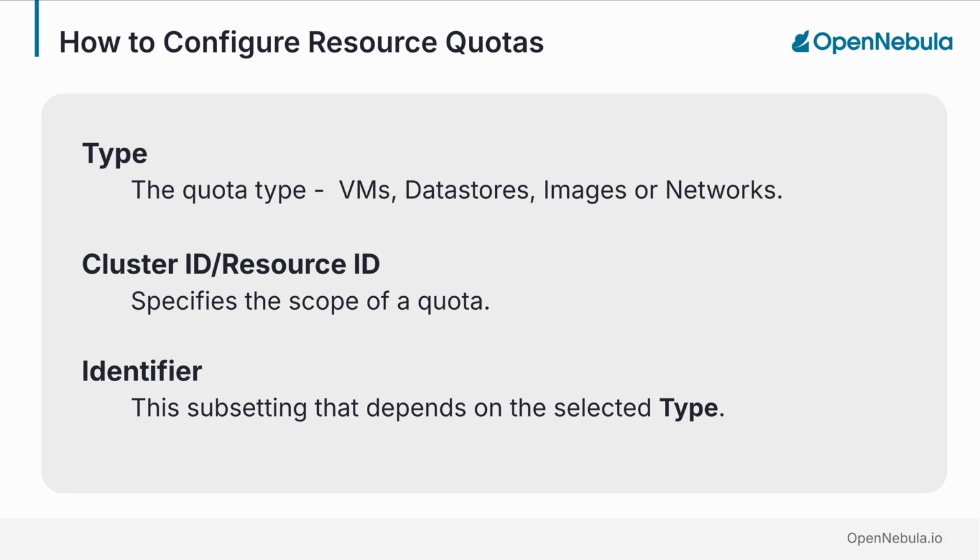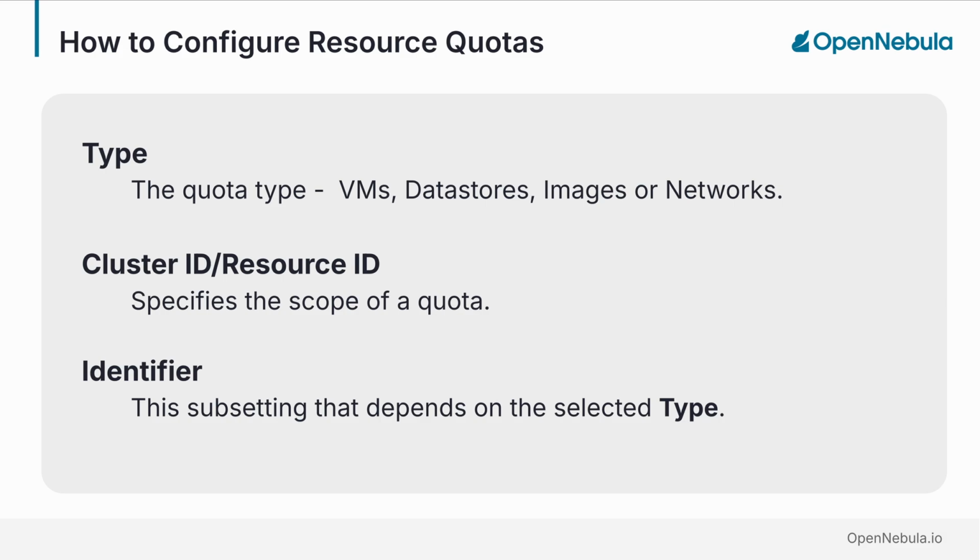There are the following settings that can be configured. Type. Select the type of this quota based on the goal you'd like to achieve. The available types are virtual machines, images, data stores, or networks. For example, if you want to limit the number of running virtual machines, then the quota type must be set to VM. However, if you'd like to limit the number of address leases that can be used, the type must be set to network.